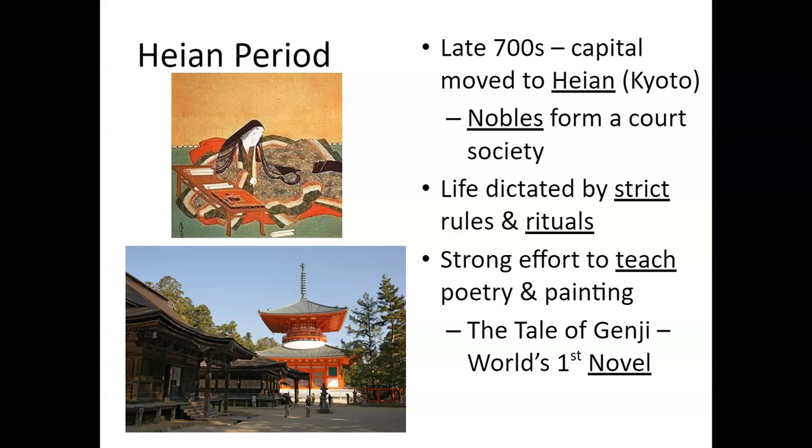Now, there's a strong effort during the Heian period, because there's a lot of advancement going on, to push cultural advancements. In particular, poetry and painting are very prevalent during this period. You actually get the world's first novel that we actually focus on. It's called The Tale of Genji, that is developed during this period. And from there, we're going to have millions of novels written up to this day, and they will continue to be written.